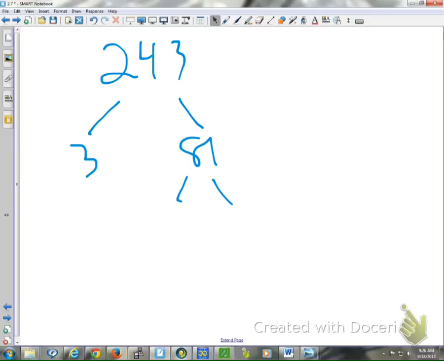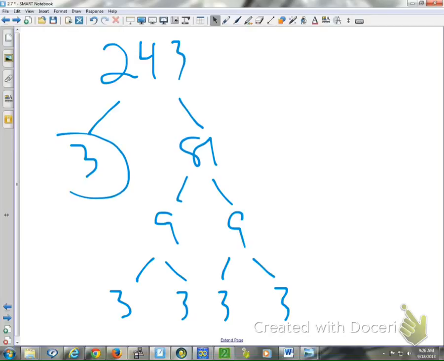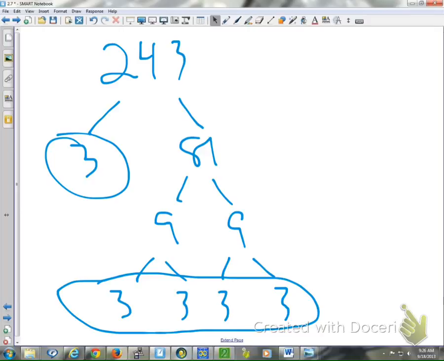What does 81 factor down into? Now 3 is prime, so 9 and 9. What does 9 factor into? 3 times 3. Now, here are all of our prime numbers. We just factored 243 into 3 times 3 times 3 times 3 times 3, which is 3 to the 5th.